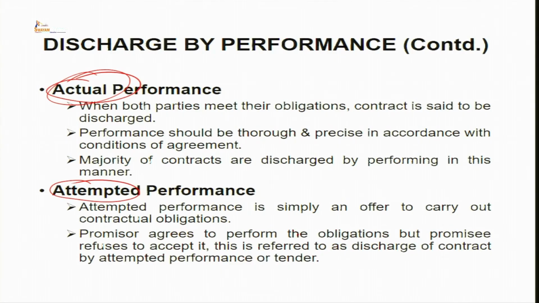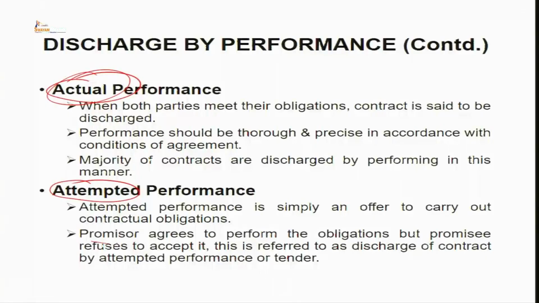When we say attempted performance, it is simply an offer to carry out contractual obligations. That means one of the parties is willing to perform his or her obligations under the contract and makes an offer to perform those obligations to the other party. The promisor agrees to perform the obligations, but the promisee refuses to accept it. That is, I am willing to perform my obligation, but the other party is refusing to accept that performance from my side as per the terms of the contract.